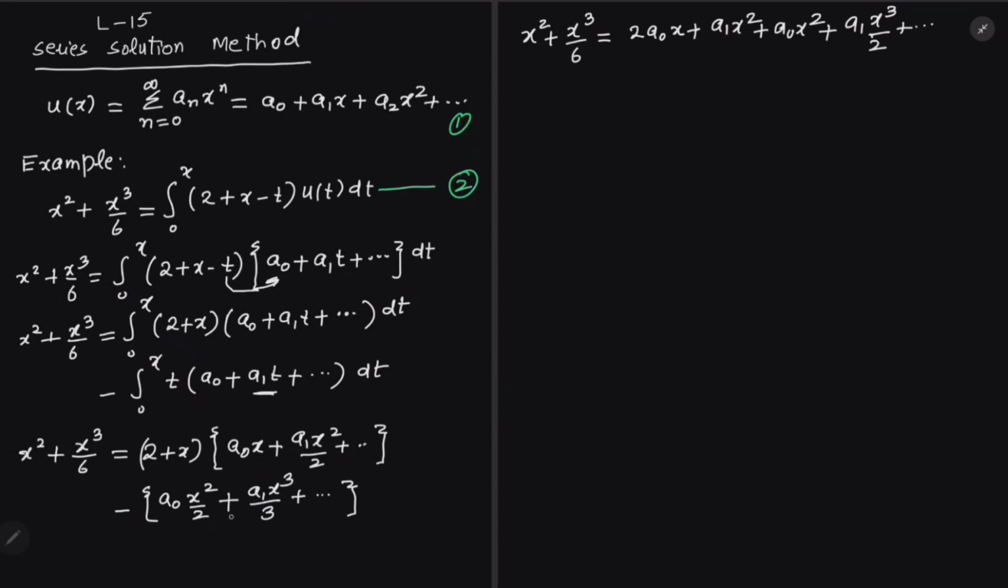And the next term we just need to multiply with minus. So we have, for example, minus a naught x squared by 2 minus a1 x cubed by 3 minus, and so on. Now compare the coefficients.